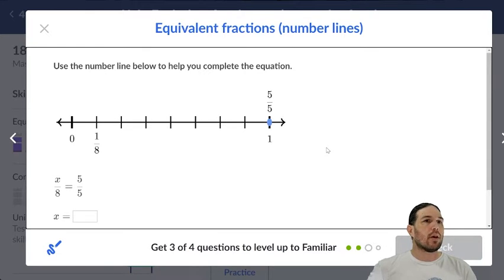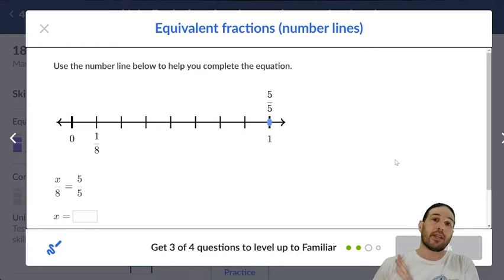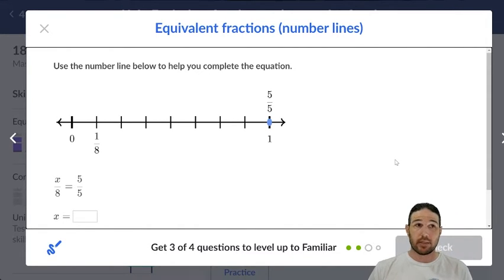Use the number line below to help you complete the equation. So what's this number line showing us? That's kind of an important piece that sometimes we skip past. Let's take a moment, look at the information they're giving us, and try to decide what it is they're expecting of us.